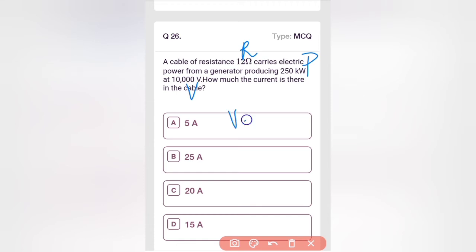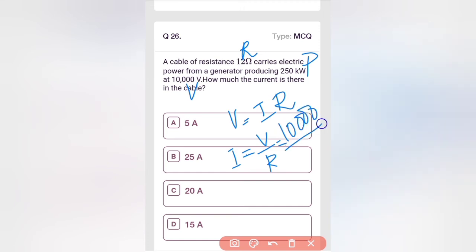See, we know V is equal to I into R. So we can find I. I is equal to V by R. So V is 10,000 volt divided by R, which is 12.